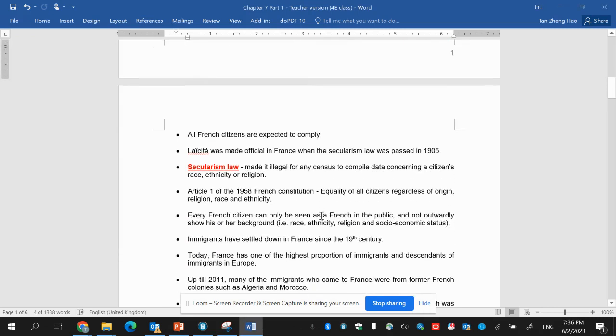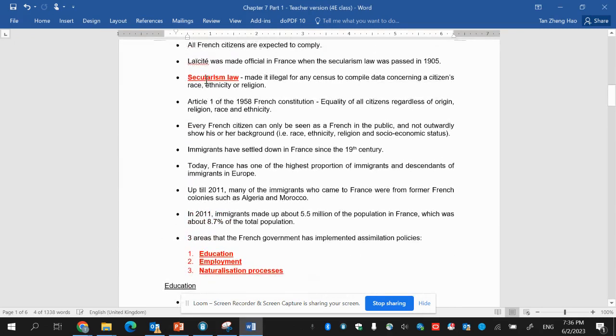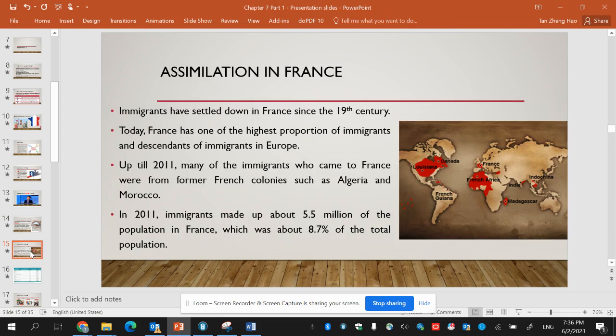All right. So you can see there's the secularism law. You can highlight this maybe. Everyone can only be seen as French in public. And you must behave like French. All right, so I'll move on a little bit.